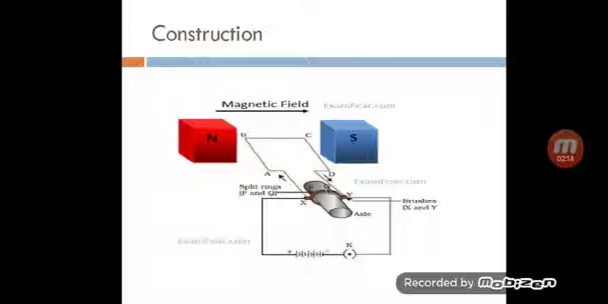First we will take the case of AB. On the arm AB, the direction of the magnetic field is from north to south, that is towards the right direction, and the direction of the current is along A to B. That means the direction of the current is along A to B, and the direction of the magnetic field is towards the right. Now applying Fleming's left hand rule.